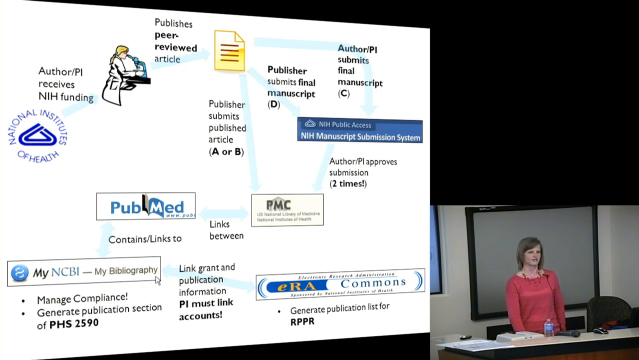Now the big thing is, once you've set up your My NCBI account, you also have to correctly link that to ERA Commons. If those 2 accounts are correctly linked, you'll be able to see all of your grant information in your bibliography and be able to associate articles with particular grants. And then in ERA Commons, you'll be able to generate reports based on the publications in your bibliography, because that's the only way to get your publications to show up in there at this point in time.